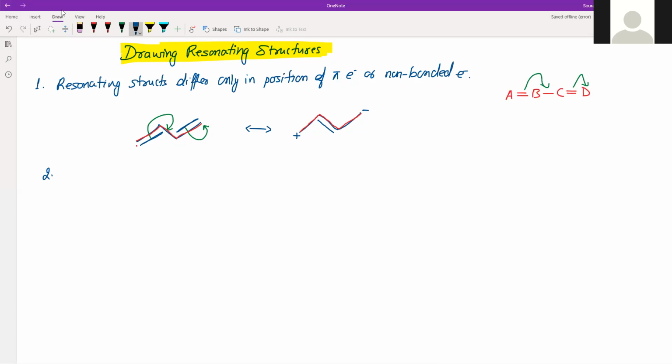Second, the position of each atom in all resonating structures must be the same. So the first and second points we can actually combine together: the position of atoms doesn't change. I'm not drawing again; you can use the same structure to explain this as well.